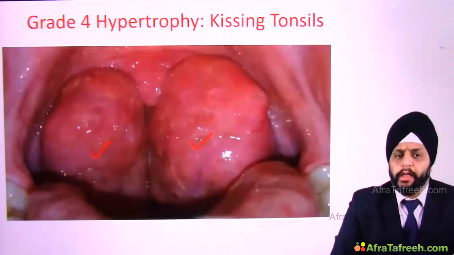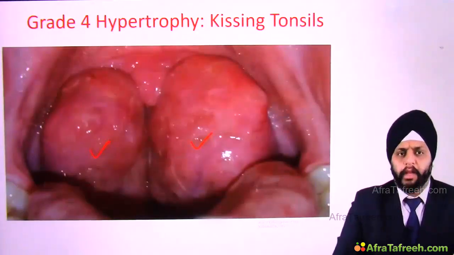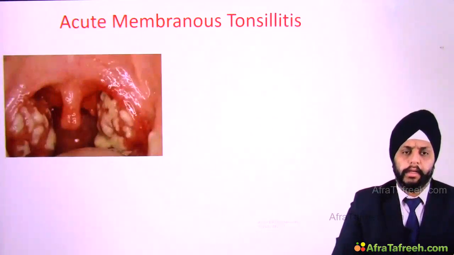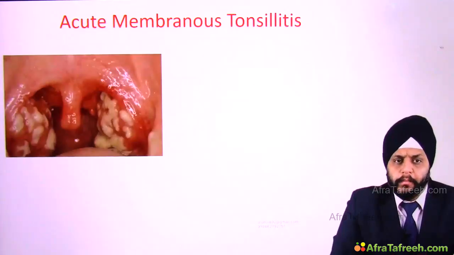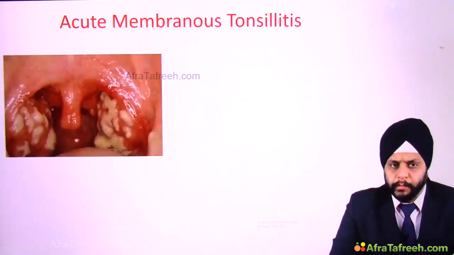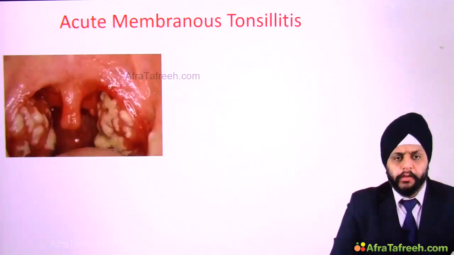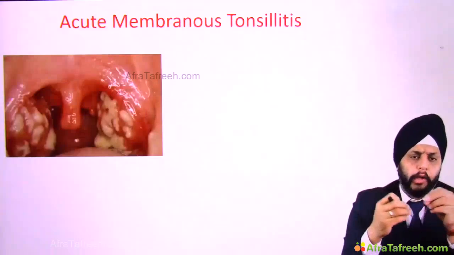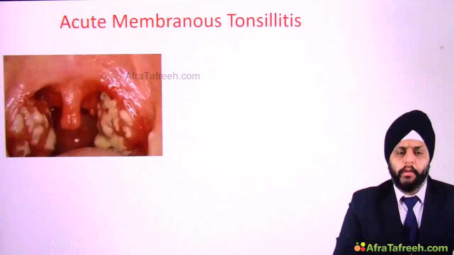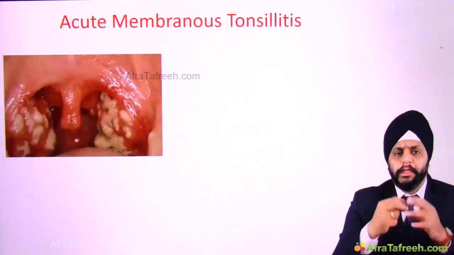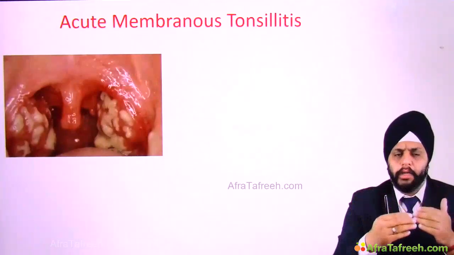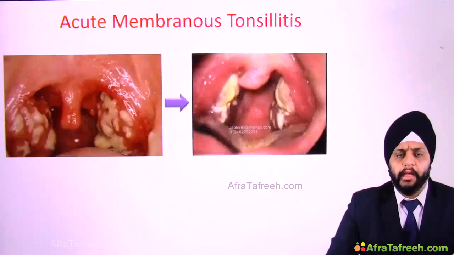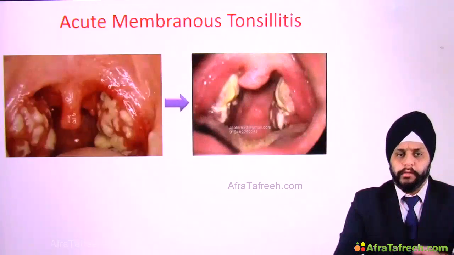Okay, so that was acute parenchymal tonsillitis, and then we have acute membranous tonsillitis. Now, what do we mean by acute membranous tonsillitis? Remember the photograph we saw in acute follicular tonsillitis. There is formation of pus at the opening of the various crypts. Now, what happens in acute membranous? These pus points all coalesce, they fuse together and form a membrane over the tonsils.